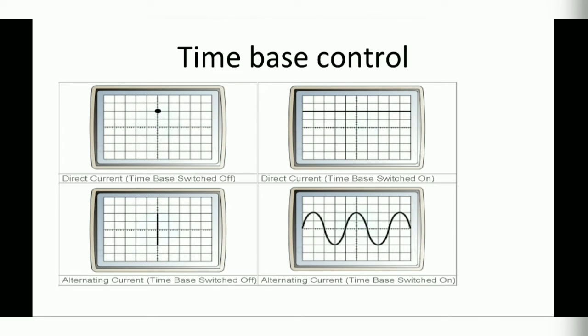Next is time-based control. In this you can see the first diagram. If the time-based switch is off, you can only see the dot on the screen. If the time-based switch is on, and for direct current, you can see the direct current line. Next is alternating current: with the time-based switch off, you can only see the vertical line. And for alternating current with the time-based switch on, you can see sine waves on the screen.